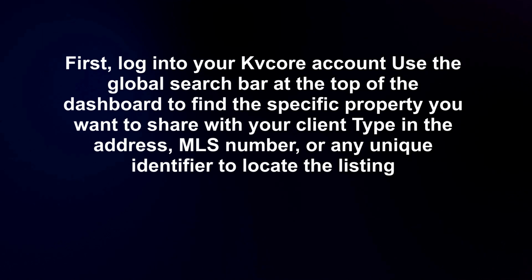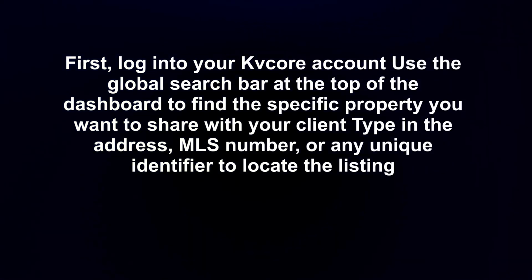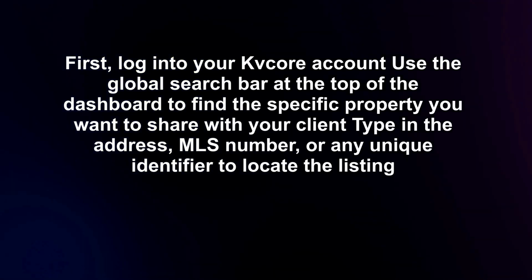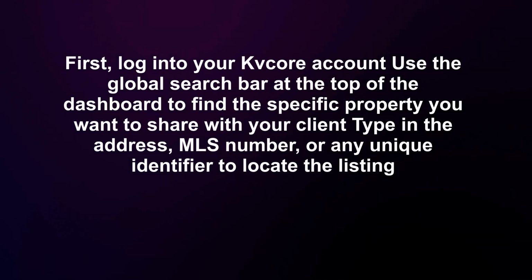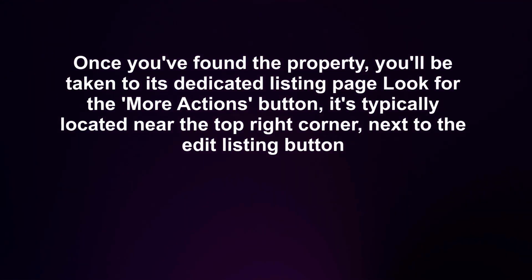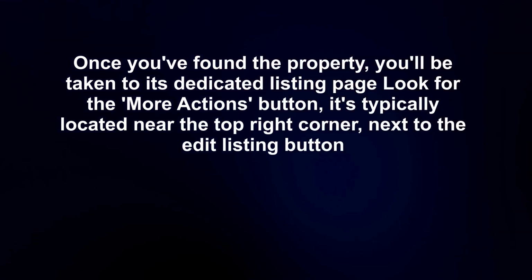Use the global search bar at the top of the dashboard to find the specific property you want to share with your client. Type in the address, MLS number, or any unique identifier to locate the listing. Once you've found the property, you'll be taken to its dedicated listing page.